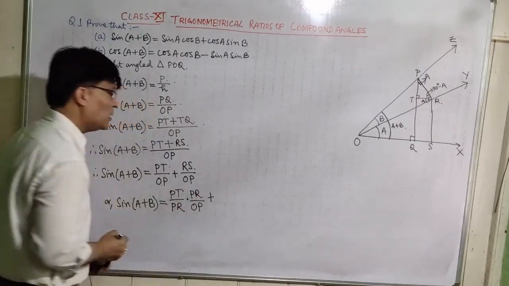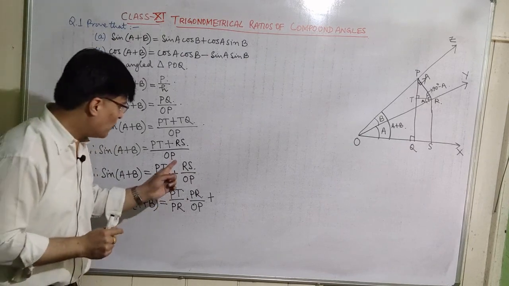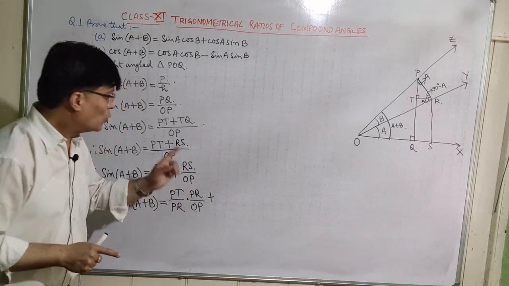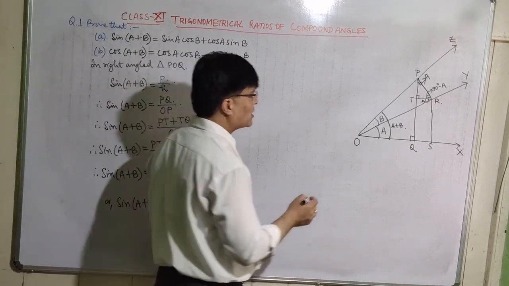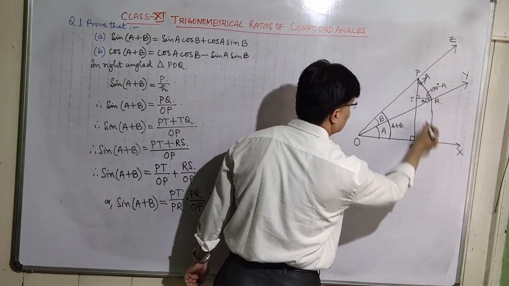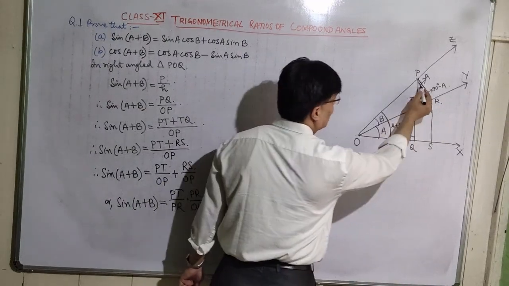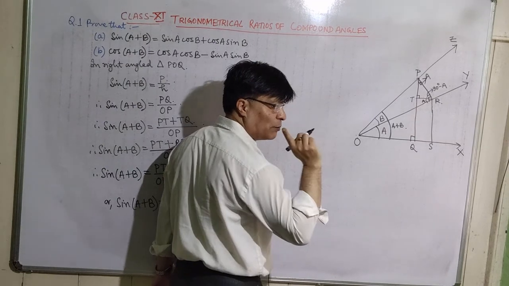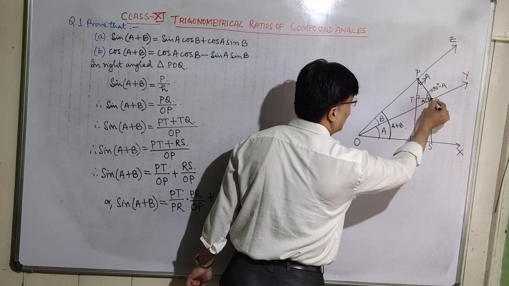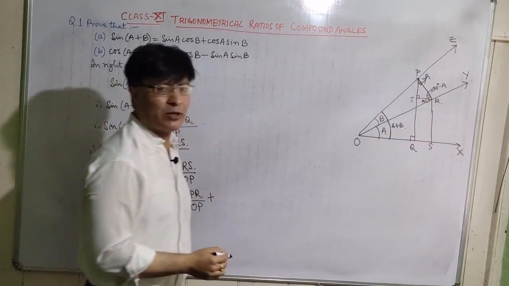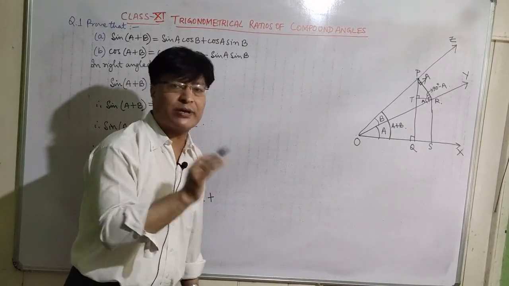Similarly for RS and OP, which is the common line of intersection for both RS and OP? That is, which straight line is intersecting both RS as well as OP? This is your RS and this is your OP. That means OR is the common line of intersection. Here PR is also a common line of intersection, but you cannot take this PR because PRS is not a right angle triangle. You have to take a common line of intersection in such a way that a right angle triangle is formed.